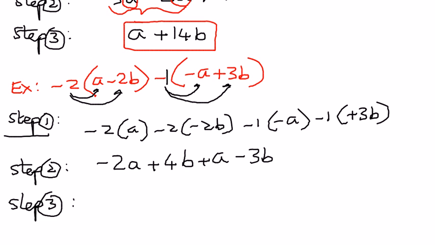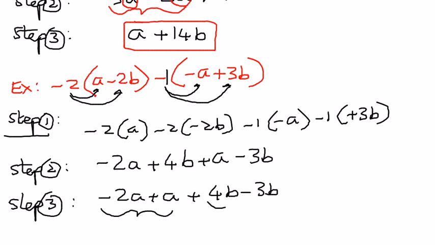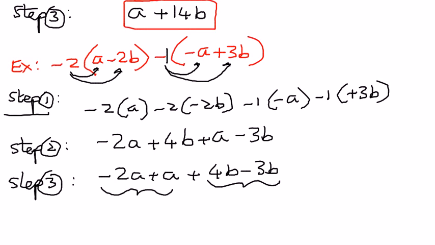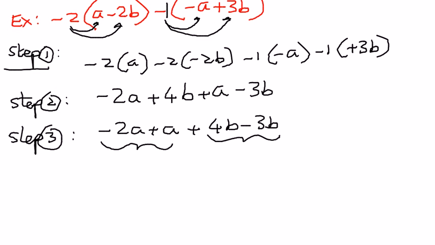So we will collect all the similar looking terms. And what are the similar looking terms? Negative 2a plus a. These are the similar looking terms. And then we have plus 4b minus 3b. These are similar looking terms. Therefore, we can simplify them as follows.